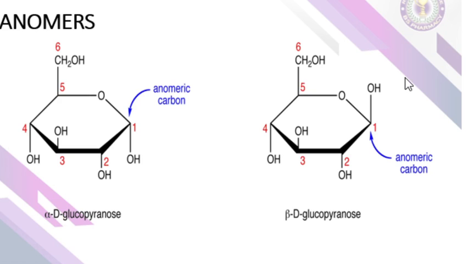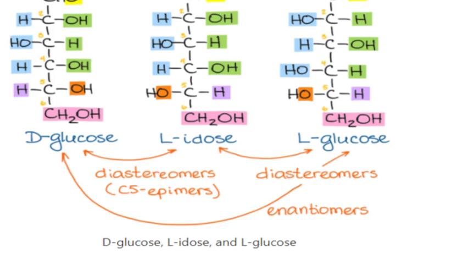Cis means you are in the same position. So this will now become your beta. Whether the OH is placed down or up is what determines if a certain sugar would be alpha or beta in a ring-like structure. So that's how we differentiate all of them.